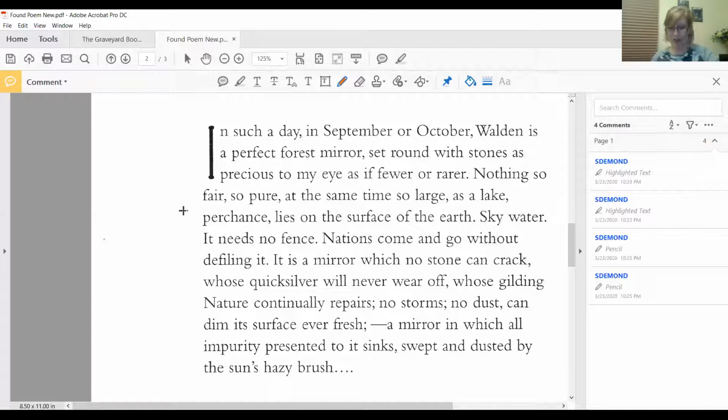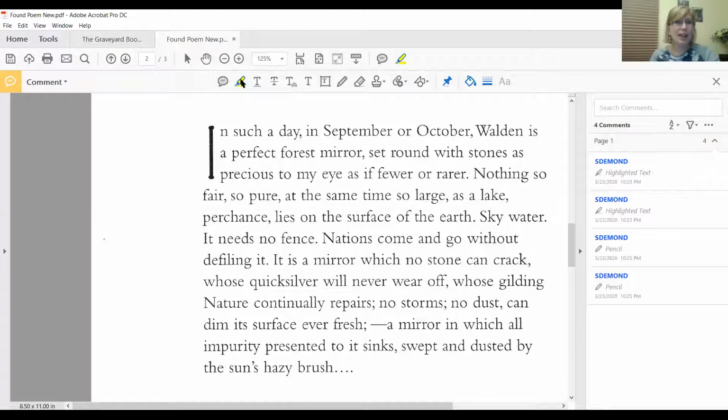The first step is just finding a text and reading it for words. I'm going to spend a few minutes just looking over the words and asking myself what stands out as interesting, poetic, unique, very descriptive in this passage.